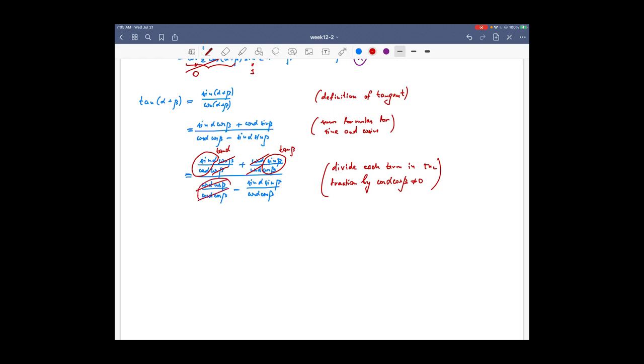Here this simplifies to 1, and sine alpha over cosine alpha simplifies to tangent alpha, and sine beta over cosine beta is tangent beta. And so we end up with tangent alpha plus tangent beta over 1 minus, note the minus sign, tangent alpha, tangent beta.